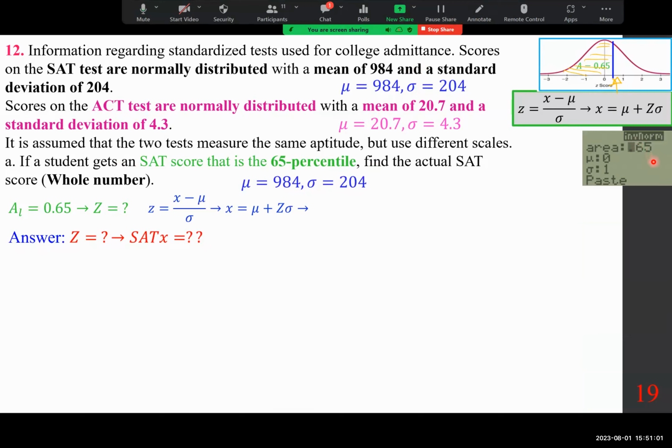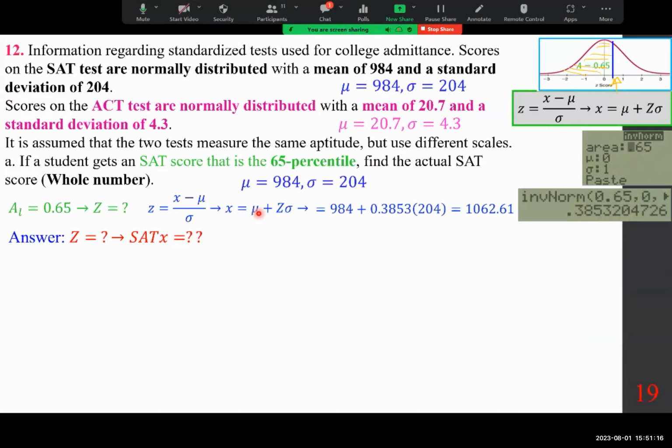From the technology, if we use the area of 0.65, mu is 0, sigma equals 1, it gives us the z-score of 0.38532 and so forth. So you want to go as many decimals as you can. So you plug in here mu, you plug in here sigma, and the z, we find it from here. And now since they want a whole number, after we find that we want whole numbers, 2 next to it is 6, so it goes to 1063, and we're done.